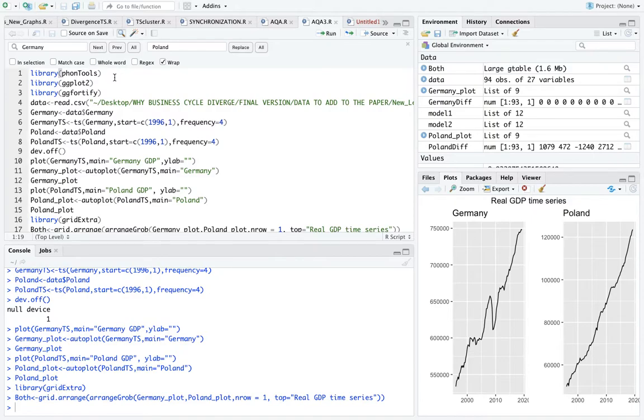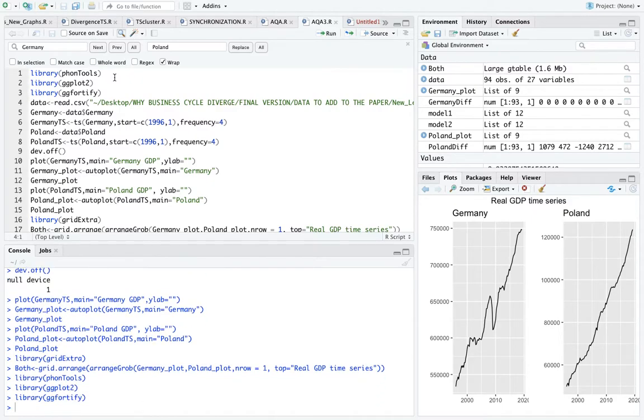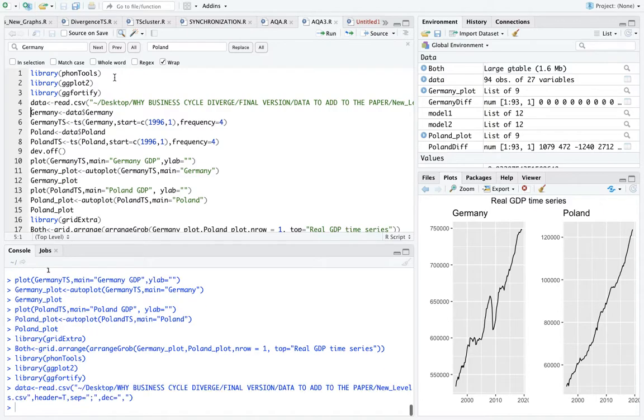First, I'm gonna load some packages, but this is not important. Look, and now I'm loading the data of real GDP for different European Union countries. But of course, we do not have the time to go through all of them. I've just chosen two, and let's see what results we will get.